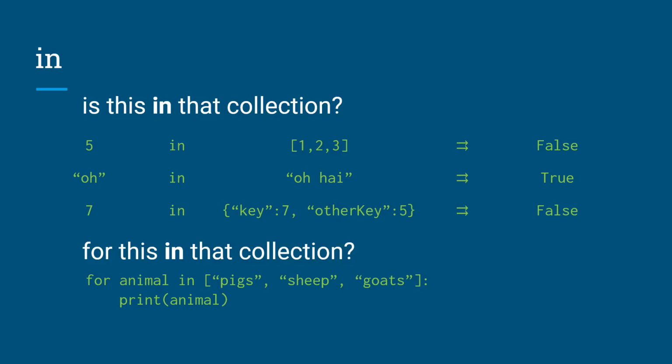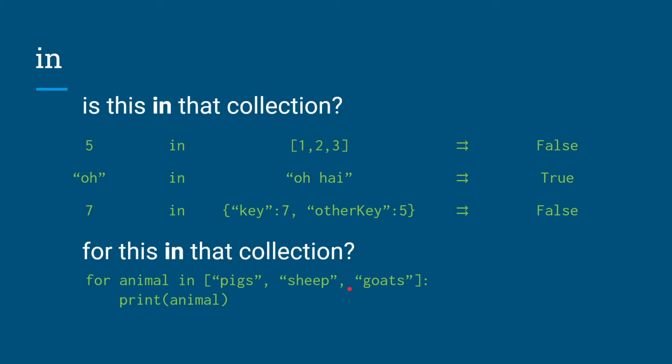So we've seen the in keyword already in a for loop. So for i in range 10. So that's down here, we've seen this sort of thing. So for a new variable name, which we're going to declare, in a collection or in an iterator. So for animal in this list of animals, it will print pigs, sheep, goats. Okay, so we've seen that version of in.